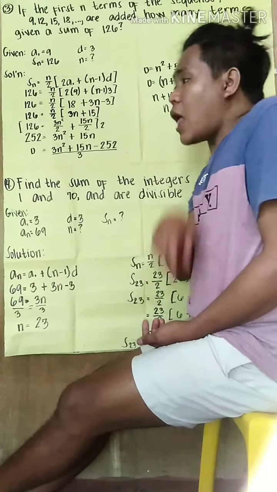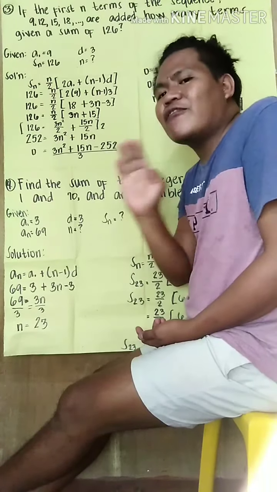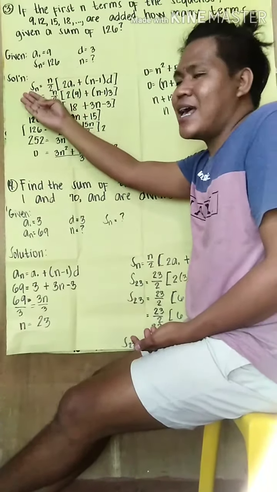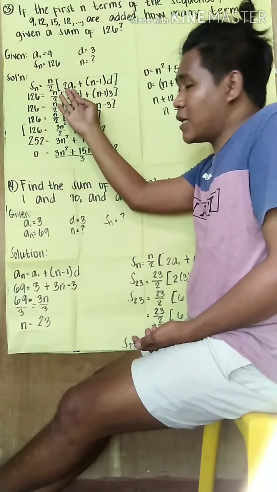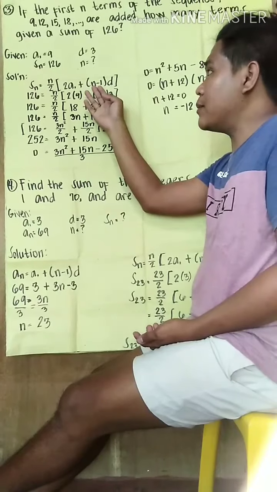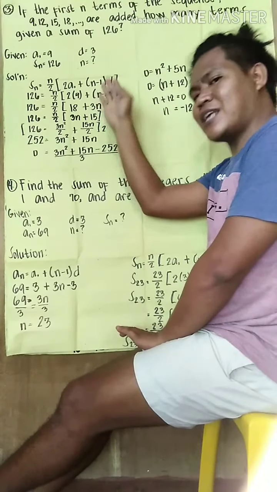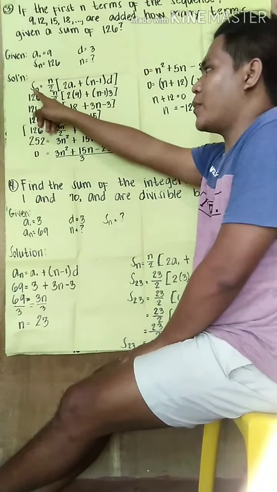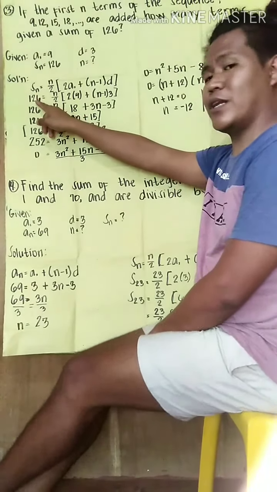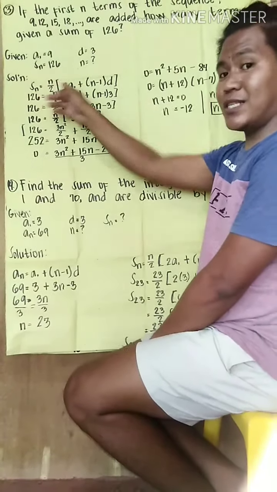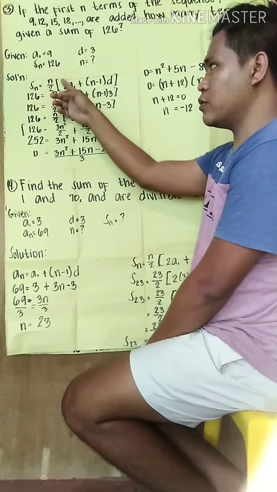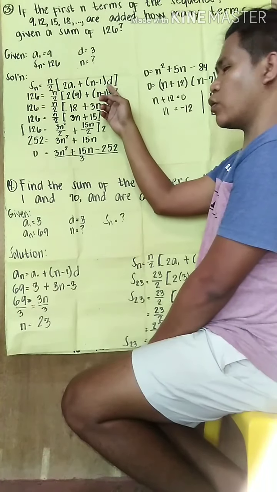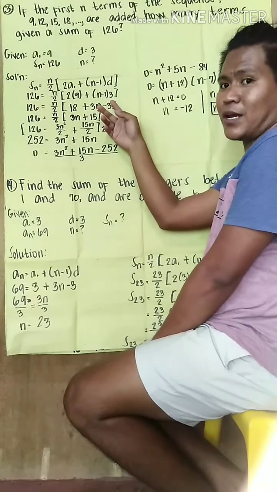And since only the first term is given and we do not have the last term, we will use the second formula. The second formula is S sub n is equal to n over 2 multiplied by 2a sub 1 plus n minus 1 multiplied by the common difference. So substitute again the given into our formula. Our S sub n, or the sum of the terms, is equal to 126. Our n, which is unknown, over 2 multiplied by 2 times the first term, which is 9, plus n minus 1 times the common difference, which is 3.